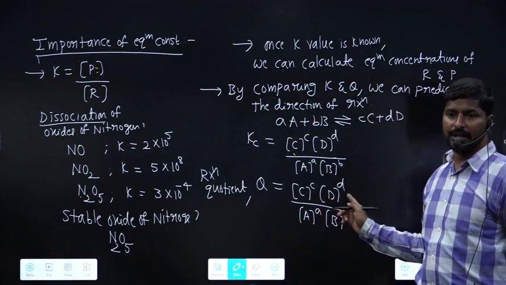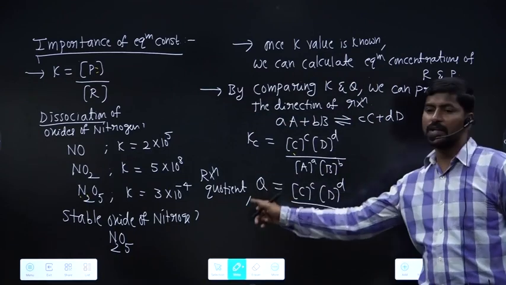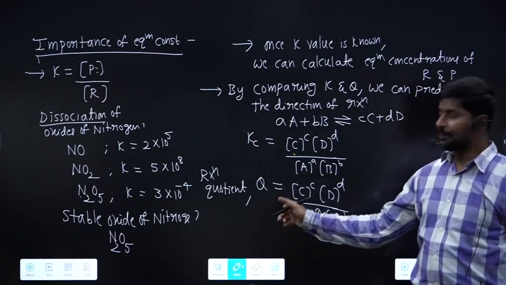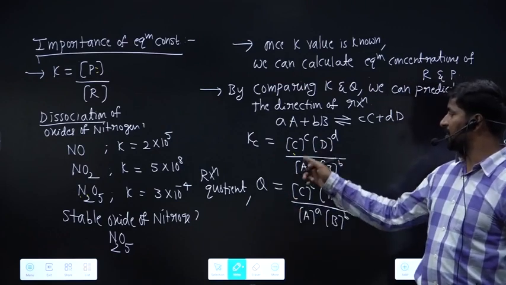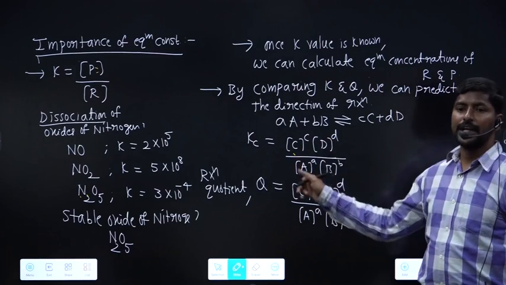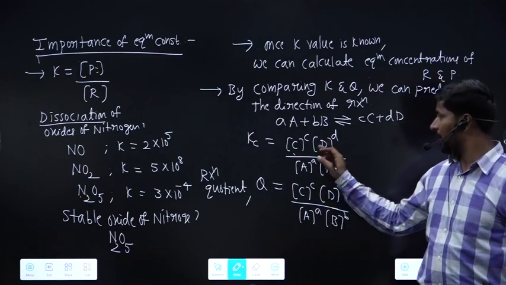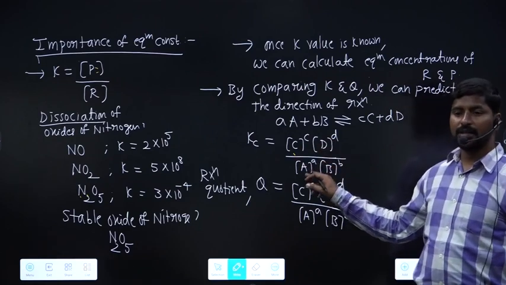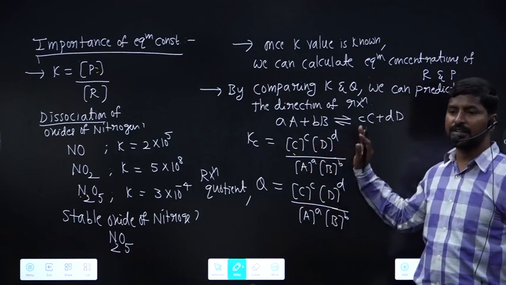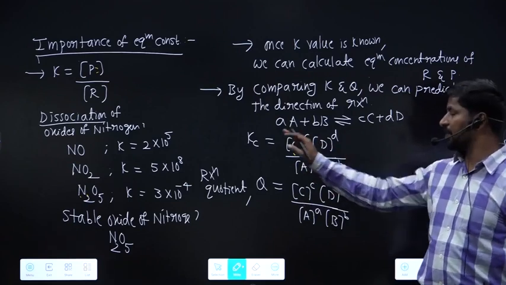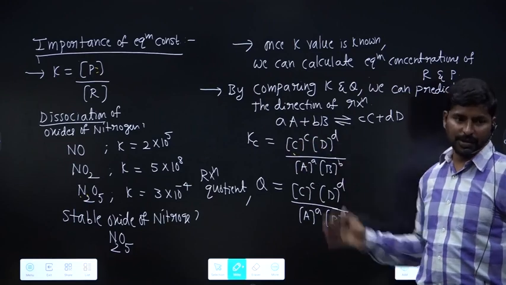Concentrations of A, B, C, D change. That means the Q value also changes. But here we have to substitute which concentrations? Only equilibrium concentrations. After reaching equilibrium, do the concentrations of A, B, C, D change or not? They don't change. That means the Kc value doesn't change.